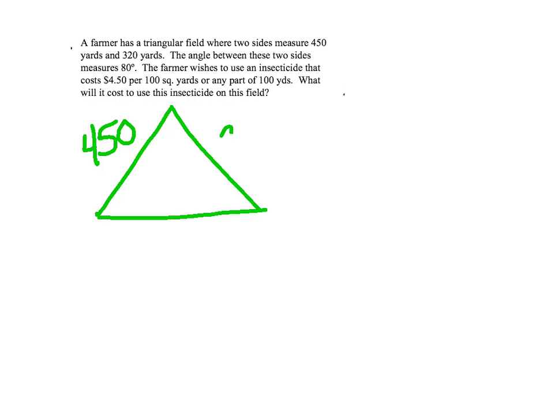All right, our next example is an old exam question, but I think it's very relative to many things in this world. So a farmer has a triangular field, like every farmer, whose two sides measure 450 yards and 320 yards. So let's go ahead and sketch that out. And it says the angle between these two measures 80 degrees.